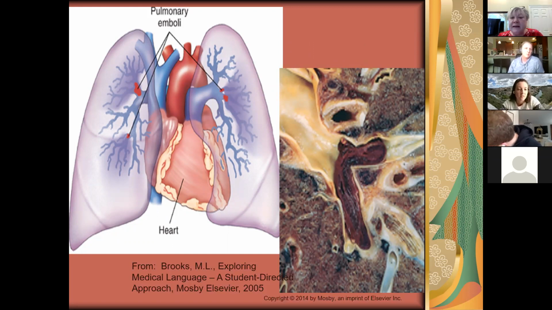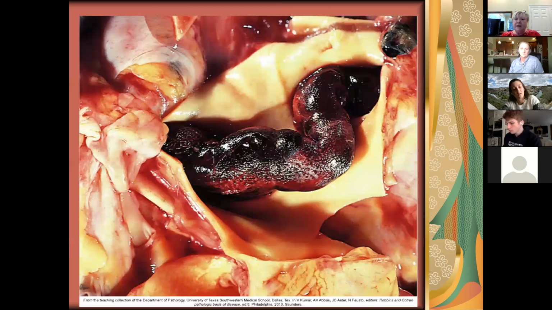If not a lot of blood gets to your left side, then not a lot of blood gets pumped out of your left side, and you will have a cardiac arrest. You will go into VFib and you will die. And here's an example of a really big clot, and you will die.